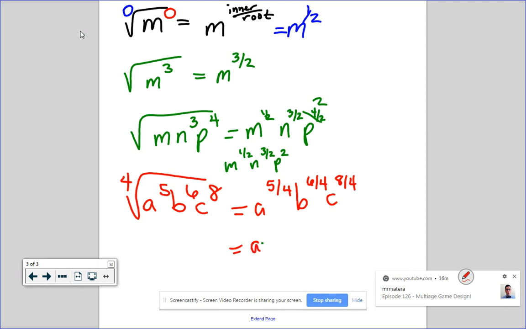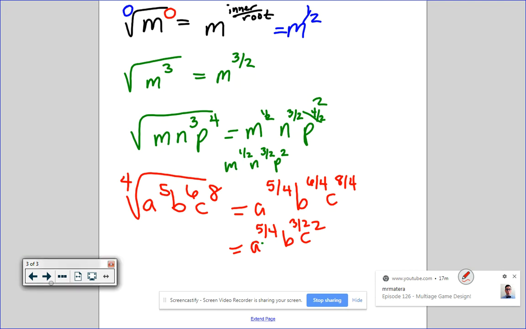By 4 simplify? No. Again, leave them improper. 6 over 4 simplifies to 3 over 2, and 8 over 4 simplifies to 2. Okay? Not bad, hopefully. Now you can do the cake. You can do this. Now the question is, can you do it all together?